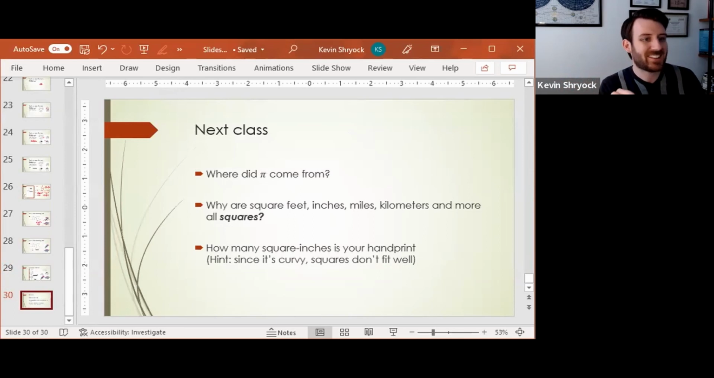Interesting questions. And lastly, how many square inches is your handprint? We know that our hands are smaller than a foot by foot square, so it must not be quite a square foot, but it's also bigger than a square inch. So where is it in between? How do we measure that? How do we measure curvy objects in general if I don't have a formula? These are all interesting questions.